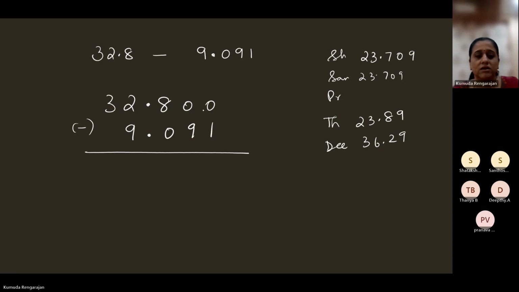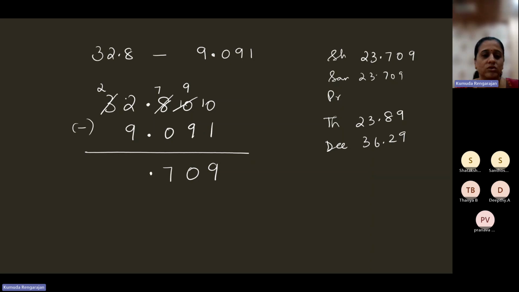Okay. 0 and 1, you cannot subtract. So you'll have to borrow. You'll have to go up to 8 and borrow from 8. So 8 becomes 7 and this becomes 10. So 10 becomes 9 and this becomes 10. So 10 minus 1, 9. 9 minus 9, 0. 7 minus 0, 7. 2 cannot subtract, so borrow, it becomes 12. 12 minus 9, 3. And this 2 comes down. 23.709.